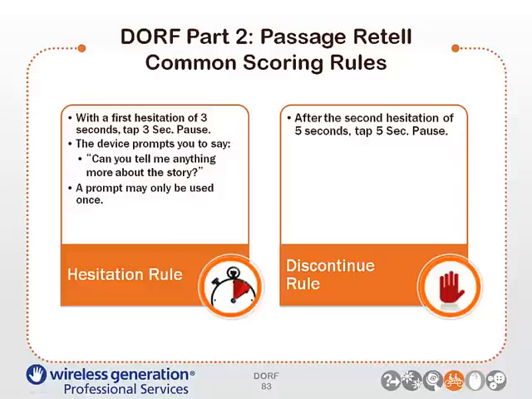If the student does not say a word within 3 seconds, tap the 3-second button. Mr. Say prompts the user with, can you tell me anything more about the story? The 3-second pause button changes to a 5-second pause button. The response timer changes from 3 to 5 dots. Tapping the 5-second pause button brings you to the retell quality of response screen.